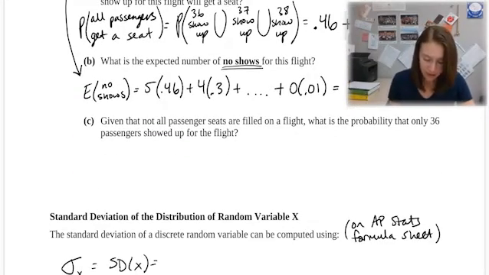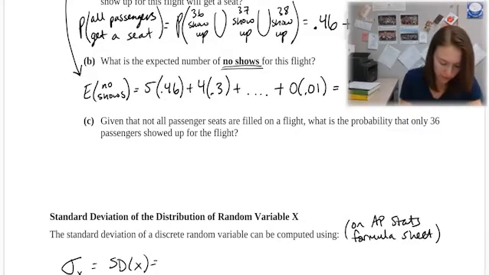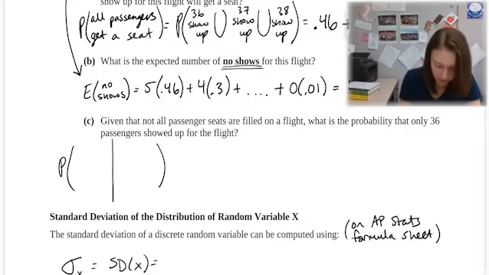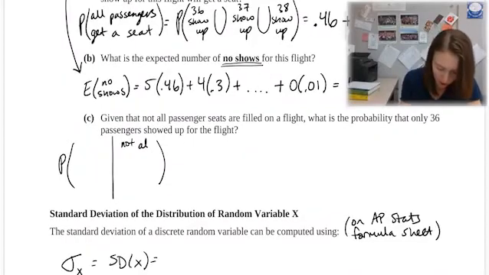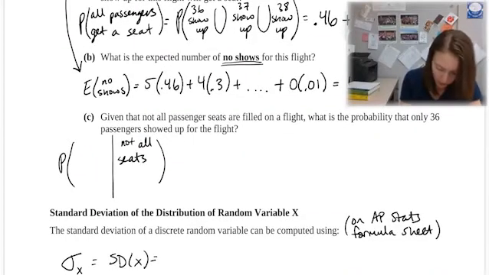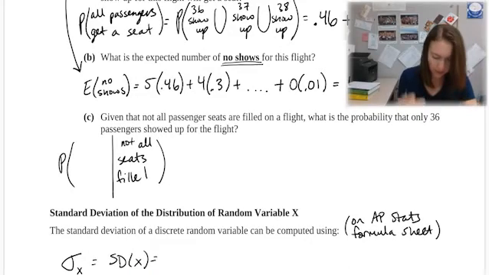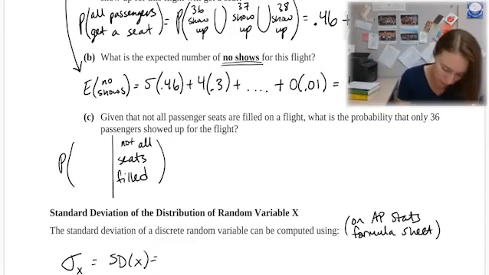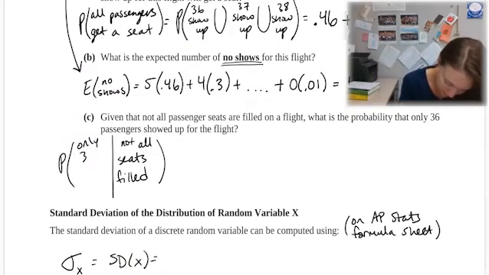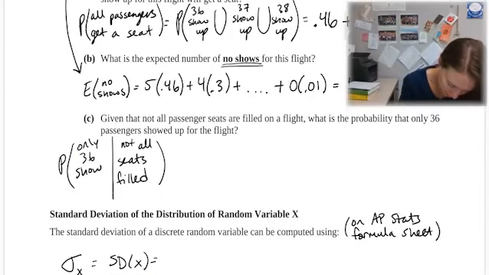Given that not all passenger seats are filled on a flight. Oh, okay, so we have a conditional probability problem. So given that not all seats are filled, that's our given probability. What's the probability that only 36 passengers show up?